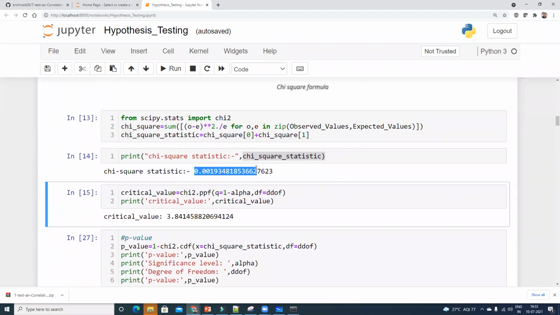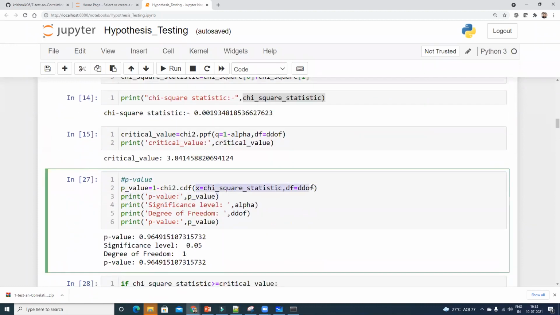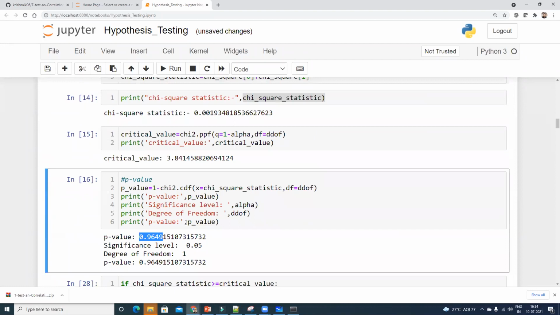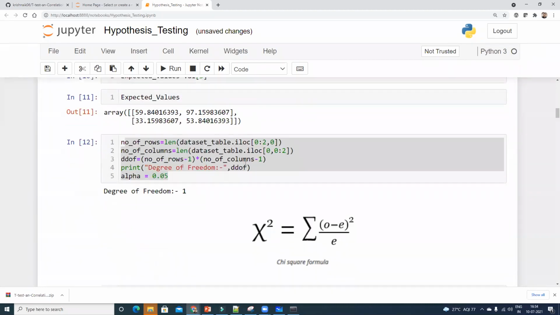Sorry, this chi-square statistic is later being used. This entire value is later being used to compute the p-value in this particular formula, which is called chi2.cdf. And then finally, you'll get a p-value over here, which says the p-value is 0.96. Yes, the alpha value selected is 0.05. See over here, alpha value is getting selected as 0.05.